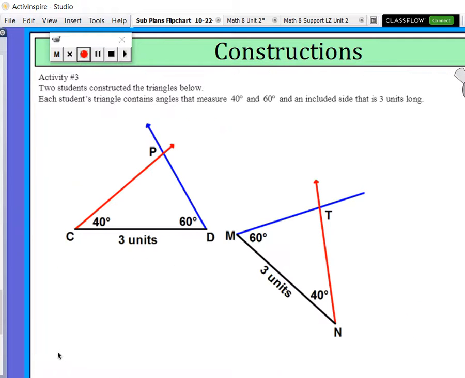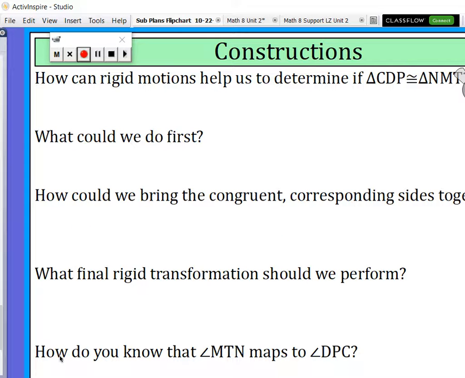Alright, so activity 3, you are just going to go ahead and try and describe a rigid motion that maps one triangle to meet the other triangle for angle side angle. And then finally, how can rigid motions help us determine if CDP is congruent to NMT? What could we do first? How could we bring the congruent corresponding sides together? What final rigid transformation should we perform? And how do you know that angle MTN maps to angle DPC? So take a couple minutes and pause the video and see if you can answer those with your group, and then we'll come back with the answers.